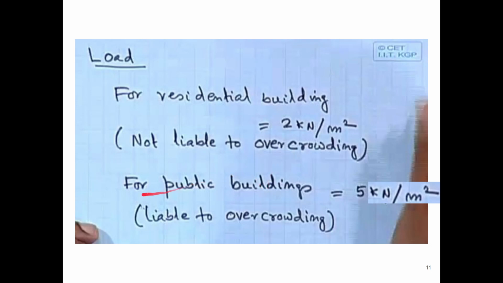However, in the case of public buildings, public means it will have a lot of people, a lot of influx and outflux, a lot of movement, so there will definitely be overcrowding. That's why the design load is more than twice, 2.5 times, so we take 5 kilonewton per meter square. For residential buildings the load taken should be 2 kilonewton per meter square if we don't know what to take as the design load, and for public buildings we can take 5 kilonewton per meter square, because it is liable to overcrowding.